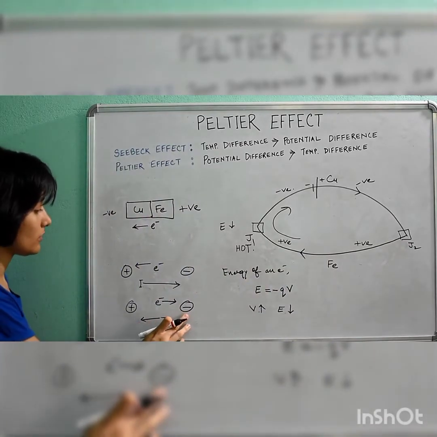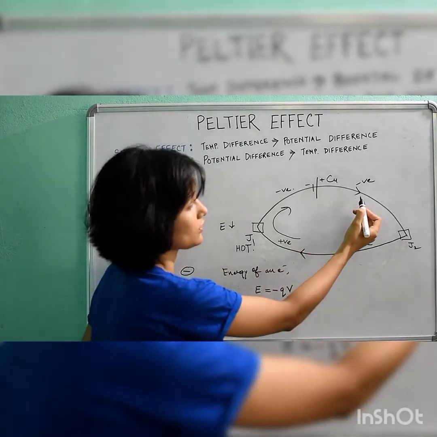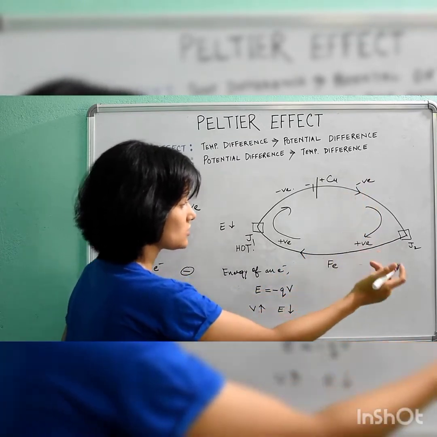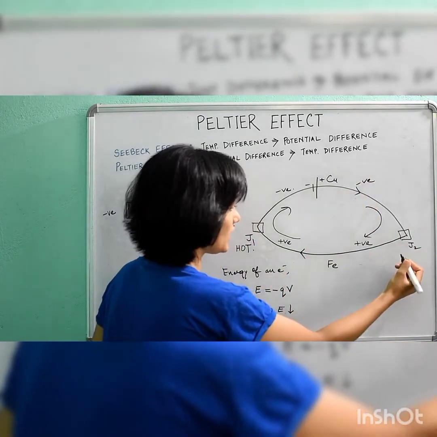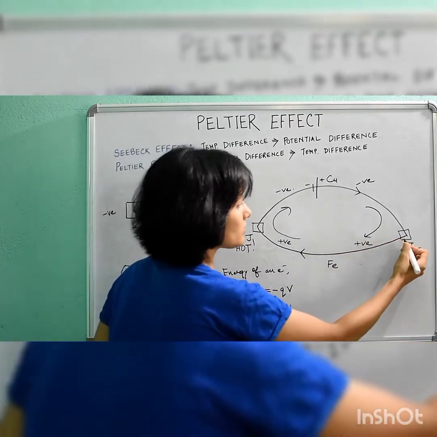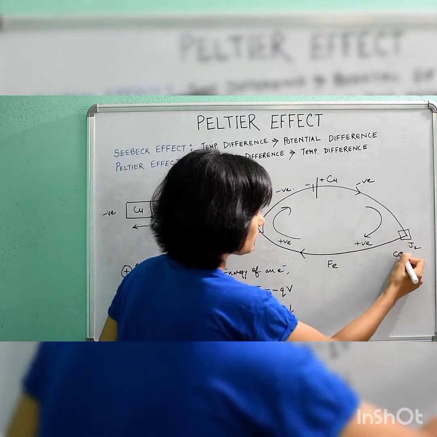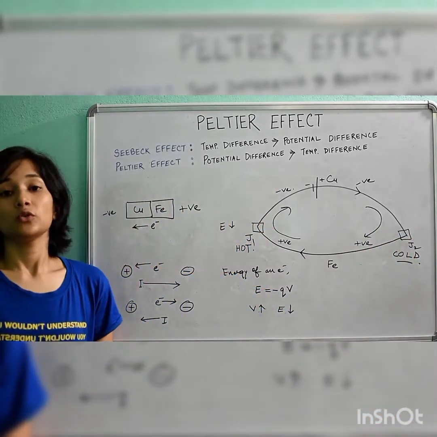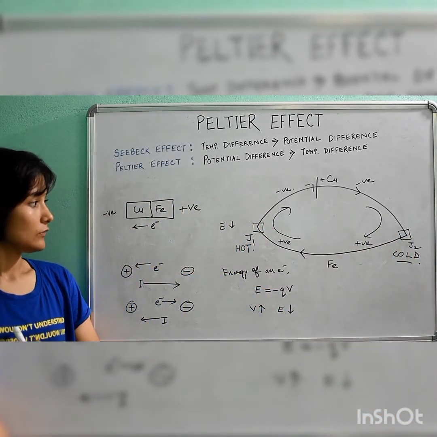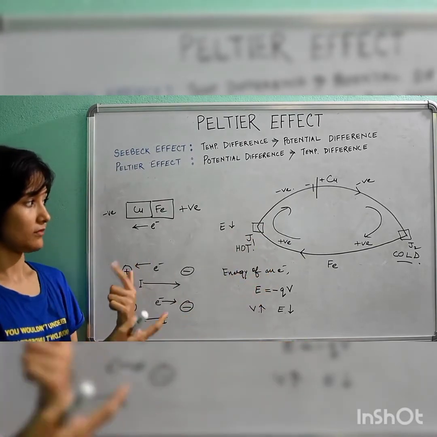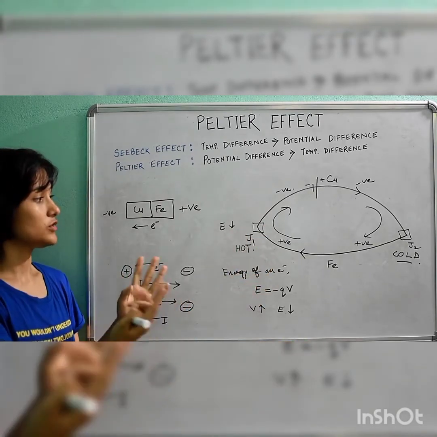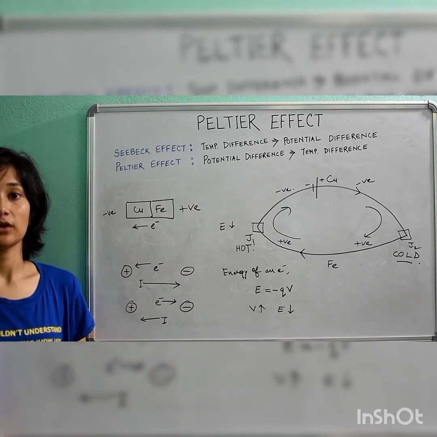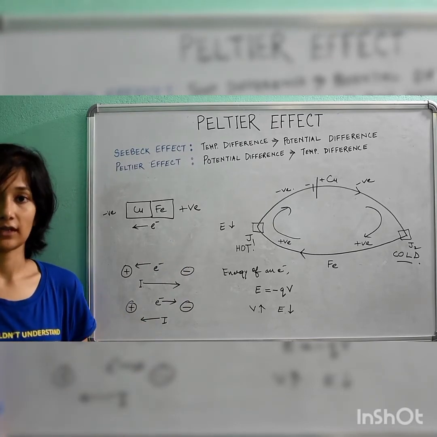The current is flowing from a lower to a higher potential, from negative to positive. So in this junction J2, heat will be absorbed, so this junction will get cooled. Like in the Seebeck effect, if I reverse the direction of the current, both junctions will be interchanged. So the Peltier effect is also a reversible process like the Seebeck effect.